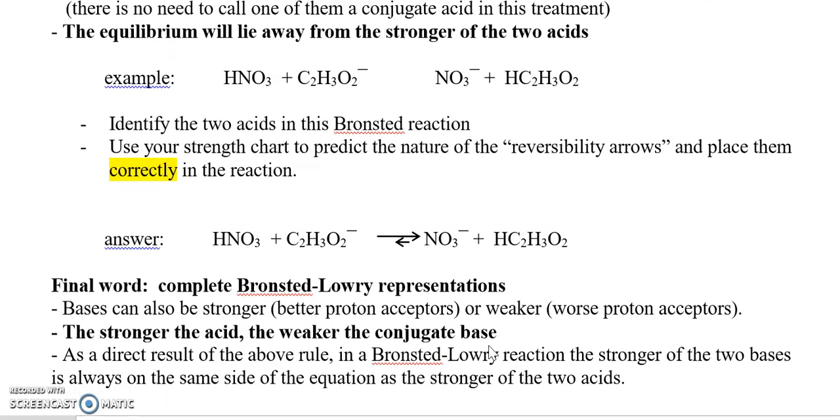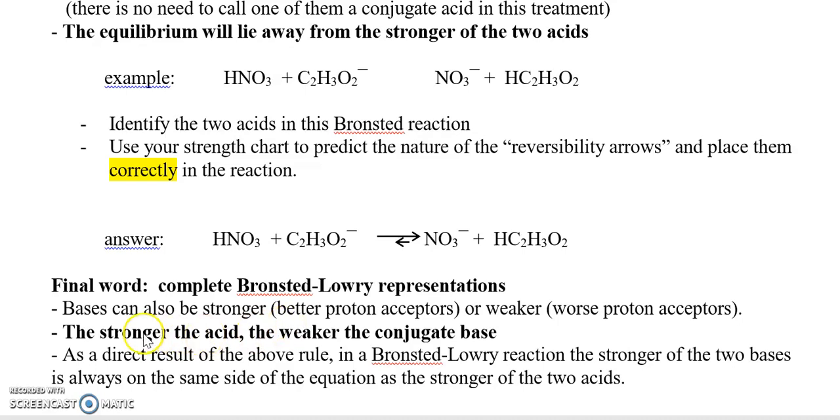So we've got one final skill in the Bronsted Lowry reactions. We haven't talked so much about the properties of the bases in the Bronsted Lowry reactions, but it's also important to know that bases can be stronger or weaker as well. And that means they're either good or bad at accepting protons. And this statement right here is important if you take another chemistry class. We're not going to test you on it in this class.